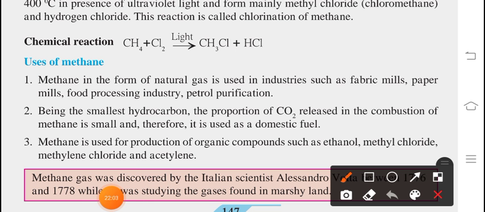Here are the uses of methane. Methane in the form of natural gas is used in industries such as fabric mills, paper mills, food processing industry, petrol purification. Being the smallest hydrocarbon, the proportion of CO2 released in the combustion of methane is small, and therefore it is used as a domestic fuel. Methane is used for production of organic compounds such as ethanol, methyl chloride, methylene chloride, and acetylene. These are the uses of methane.